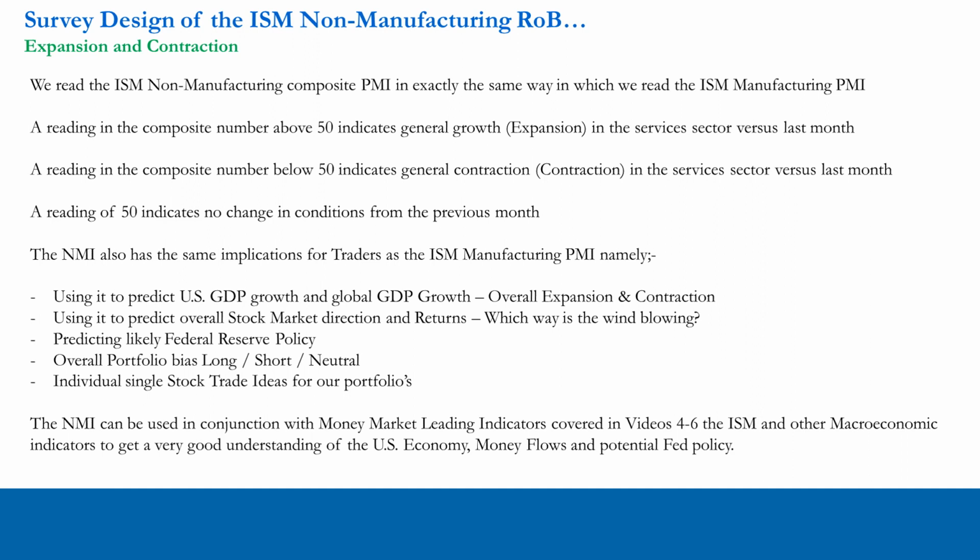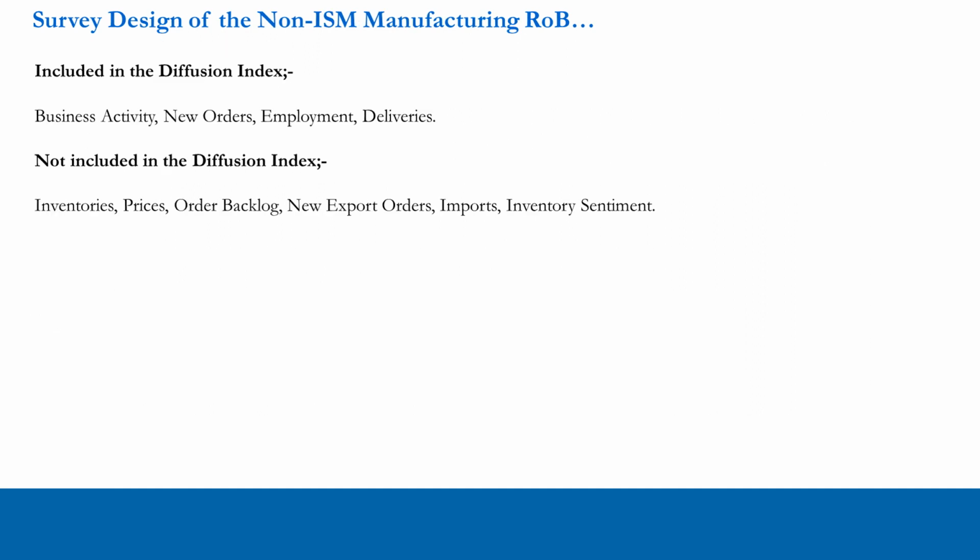Now, in terms of survey design, included in the diffusion index, we mentioned there's 4 areas: business activity, new orders, employment, and deliveries. We are going to be focusing on by far the most important areas in this video: business activity and new orders. Obviously, employment and deliveries are included, but they're not as important in terms of leading indicators because they are lagging within the index itself.